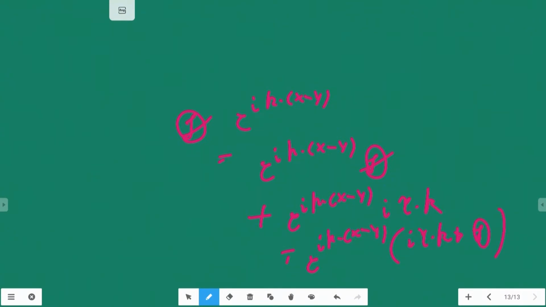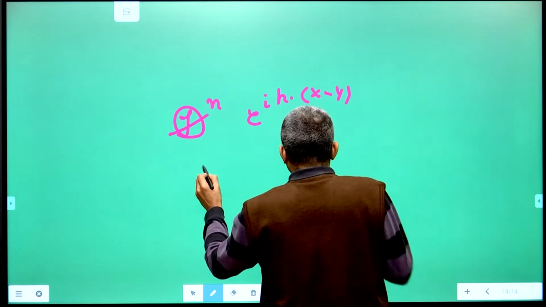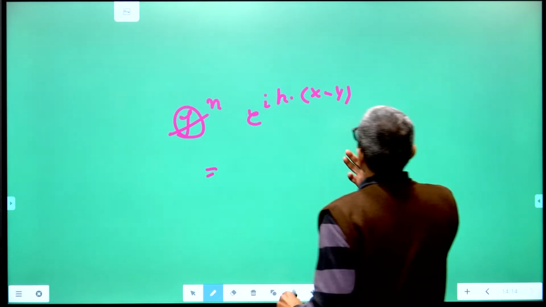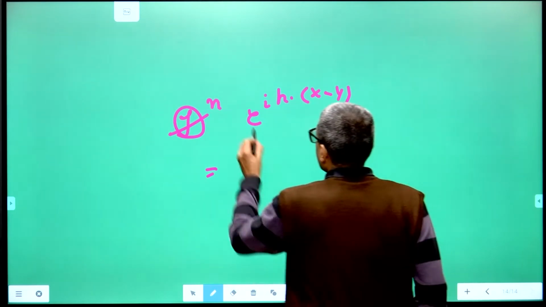So in particular, you can apply this repeatedly: D to the power n acting on e^(i k·(x minus y)) as an operator. If you operate it once, what do you get?